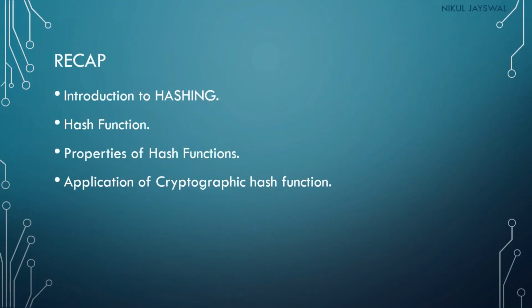Let's have a quick recap of our previous lecture. In the previous lecture we discussed hashing. Normally we use hashing to check the integrity of the message or to store the password. In the hash function, the sender takes the message as an input, and the hash function produces a fixed length hash value, and that hash value is appended with the message, and that message is sent to the receiver.